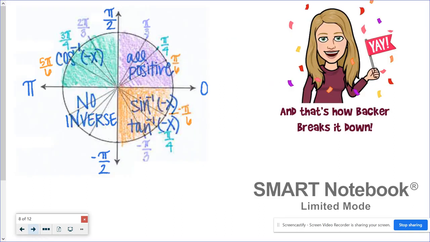So with inverse trig functions, it all comes down to the proper quadrant. When you have the inverse trig of a positive value, your answer is an angle in radians in quadrant 1. If it's inverse sine of a negative value or inverse tangent of a negative value, then it's an angle in radians in quadrant 4. And if it's inverse cosine of a negative value, then it's an angle in radians in quadrant 2.